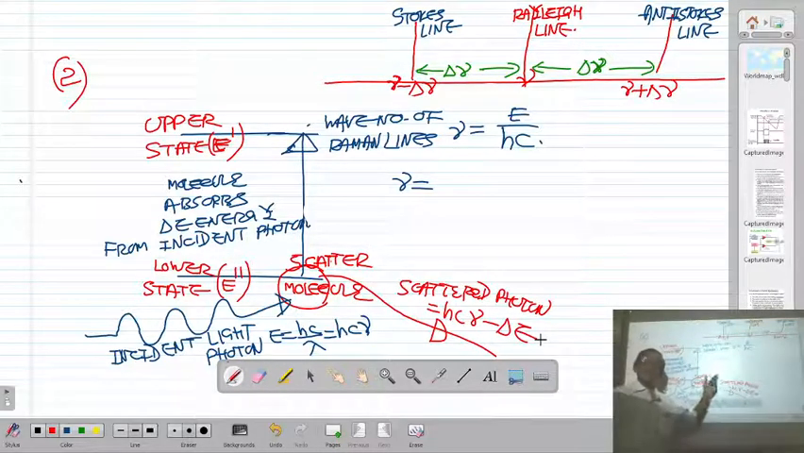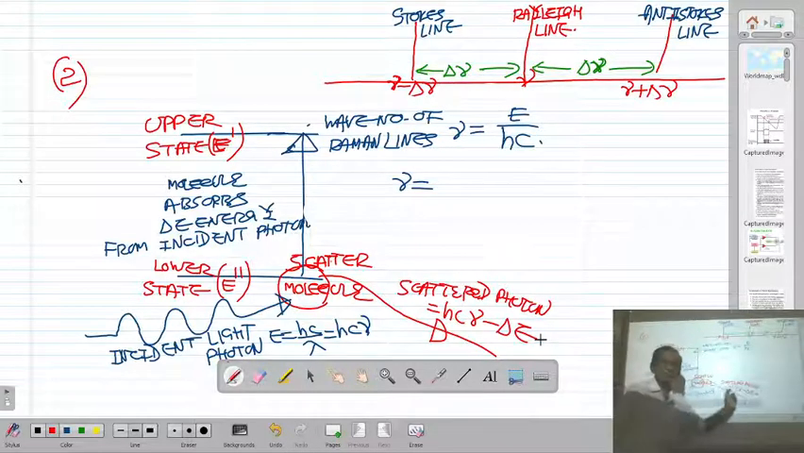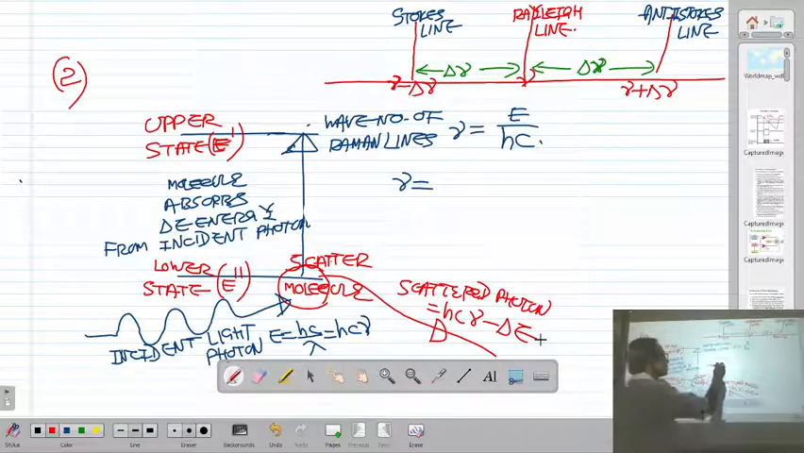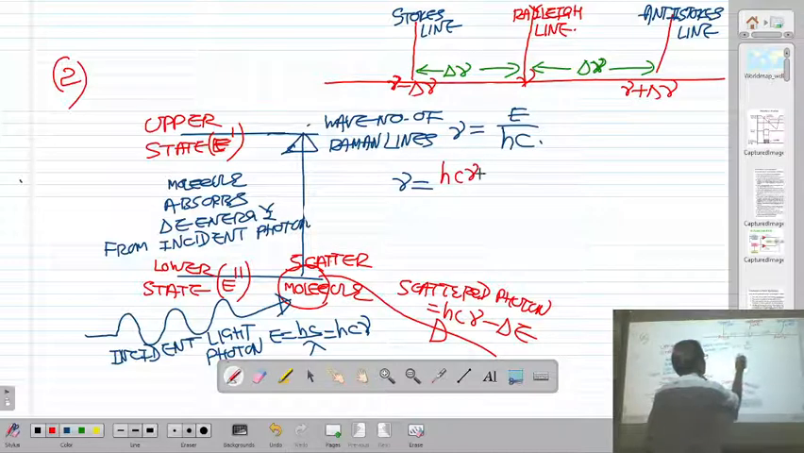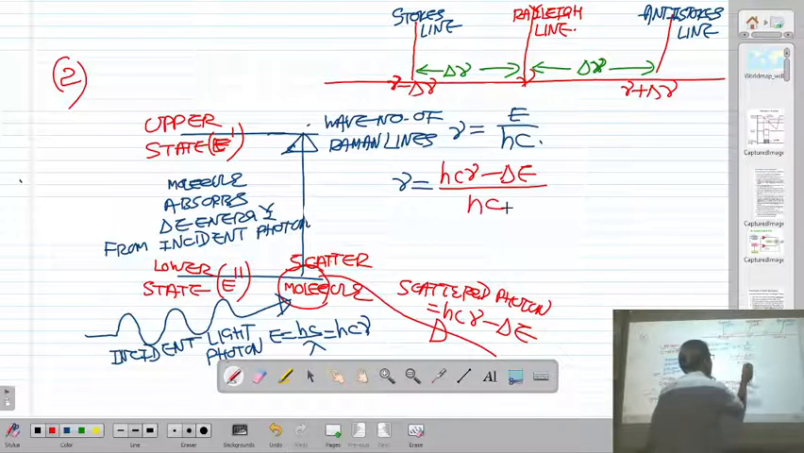Because before the collision, the energy of the incident light photon was hν. The scattering molecule absorbs ΔE energy from the incident light photon and goes from the lower state to the upper state. Therefore, the energy of the scattered photon will be less. The photon is scattered with a smaller amount of energy, hν minus ΔE. So now we put the energy of the scattered photon, hν minus ΔE, upon hc.